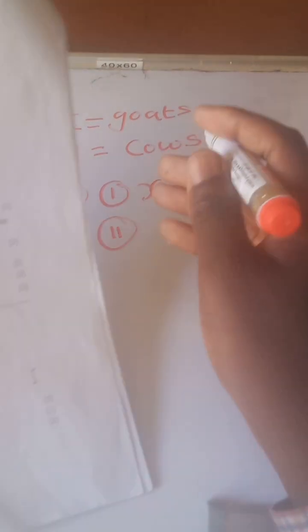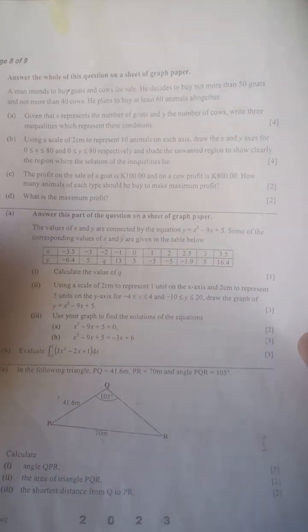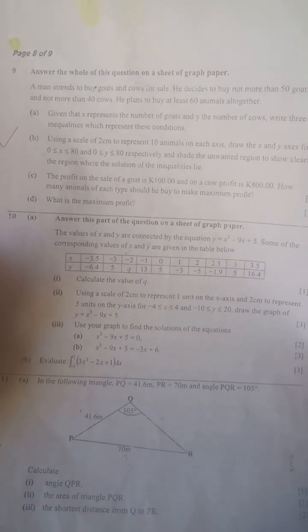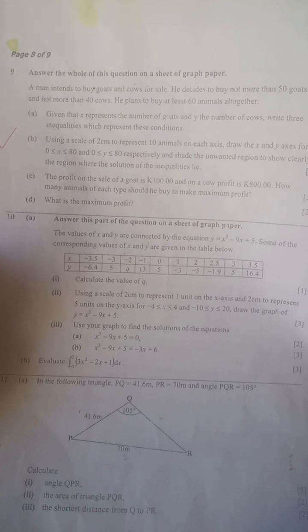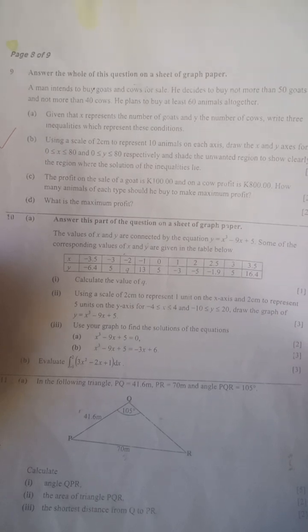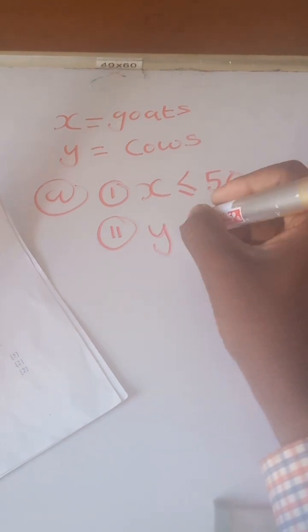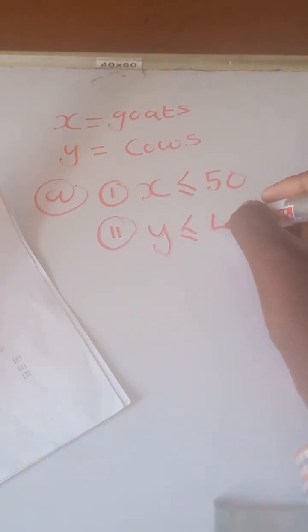A2. You go again. Again it is saying and not more than 40 cows. Cows is represented by letter Y, like that, which is 40.